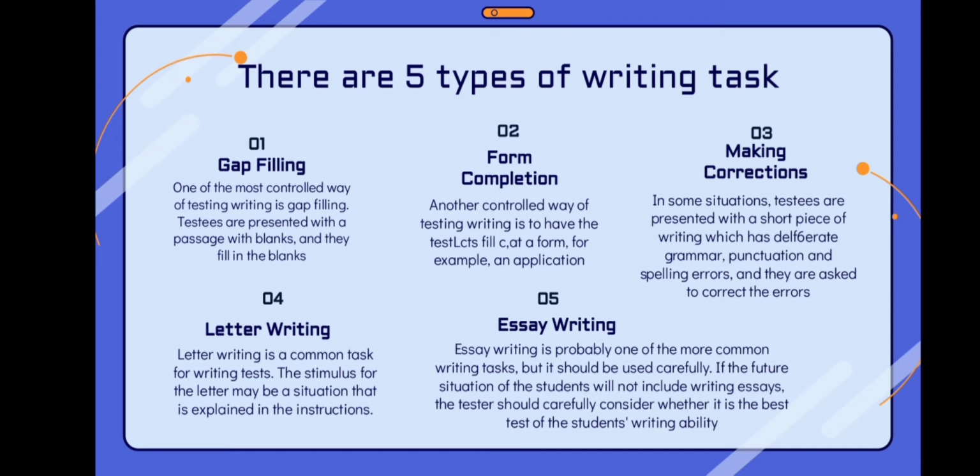The stimulus for the letter may be a situation that is explained in the instructions, a letter to which the testees are instructed to respond, information given in a chart or graph that is to be summarized in the testee's letter, or a picture or drawing that gives information about a situation. The testees are expected to write a letter about it, etc.